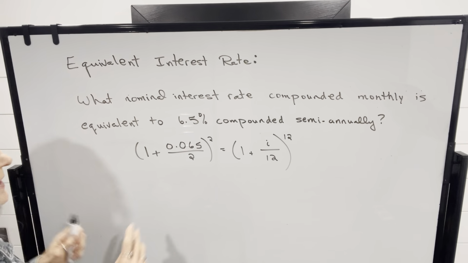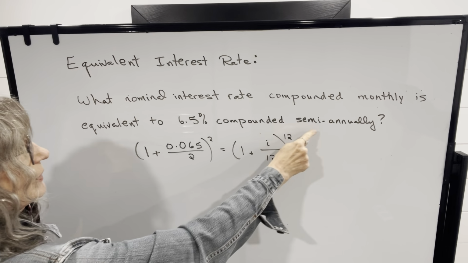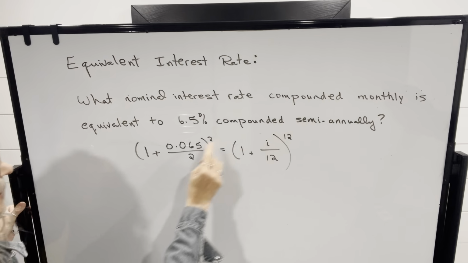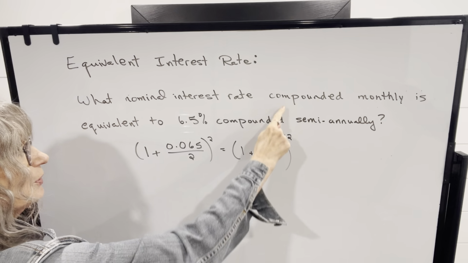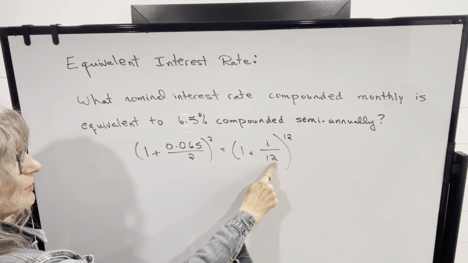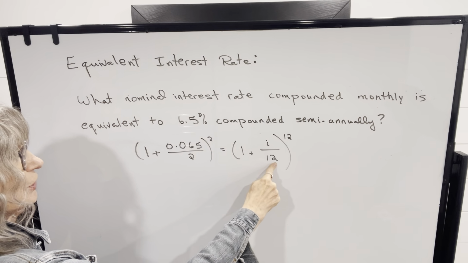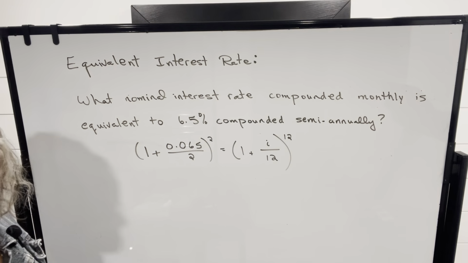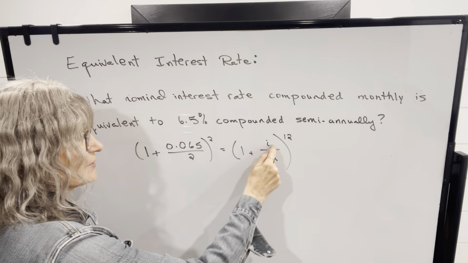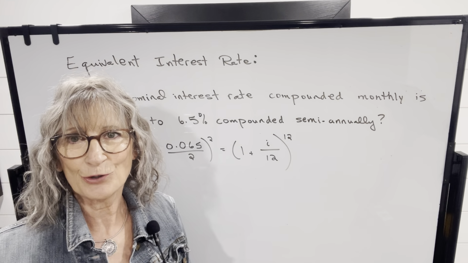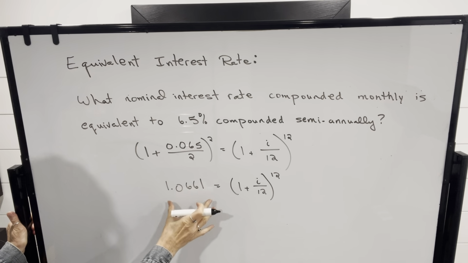So in this case, if it's 6.5% compounded semi-annually, 1 plus 0.065 divided by 2 compounded semi-annually to the power of 2 should be equal to 1 plus the nominal interest rate we're looking for compounded monthly, so divided by 12 compound periods in a year, raised to the power of 12. And what we're going to do is solve for I, which involves a little bit of algebra. When I calculate this, I get 1.0661.